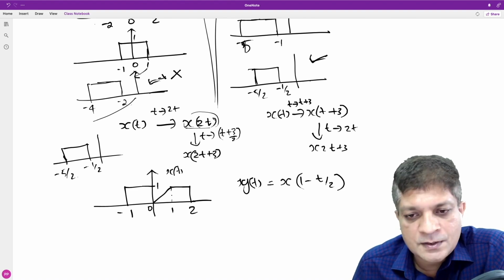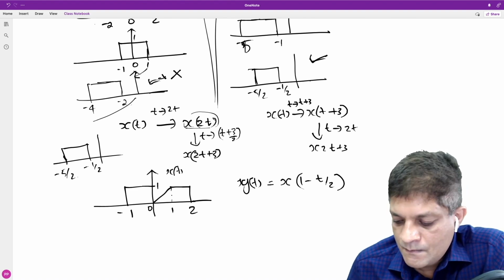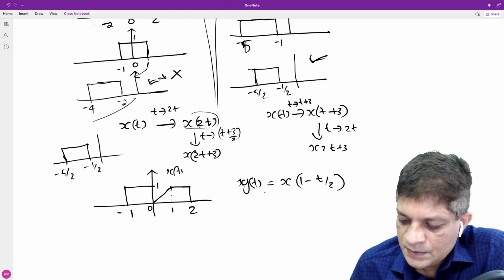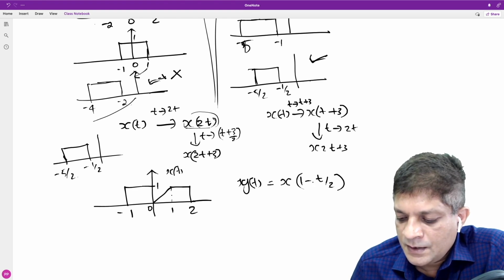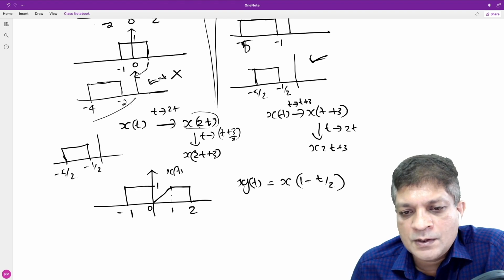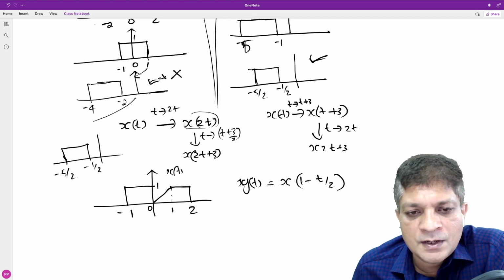How many operations are there? In this case, there are 3 operations: a time shifting operation, scaling, and reflection. In which order do we have to do them? We can do it in any order.